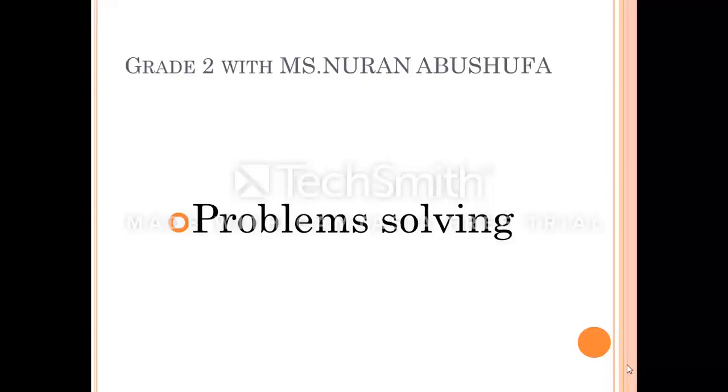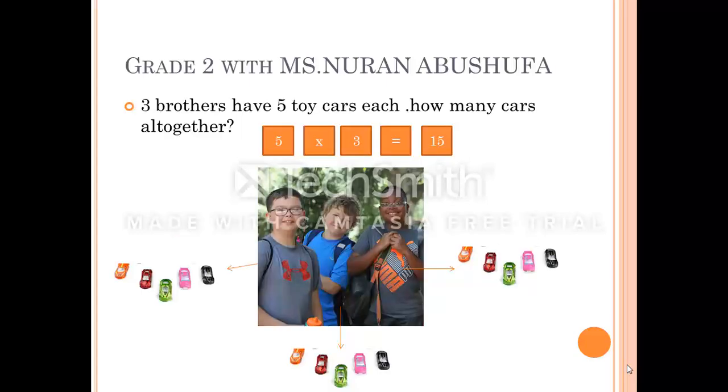The first one is: 3 brothers have 5 toy cars each. How many cars altogether? As you see here in the picture, there are 3 brothers. Each one of them has 5 toy cars. The first one has 5, the second one in the middle has 5, and the third one also has 5. Instead of counting 1, 2, 3, 4, 5, 6, 7, and so on, we can just work it out easily by multiplication. 5 times 3. Why 5 times 3? Because 5 toy cars times 3 brothers equals 15.